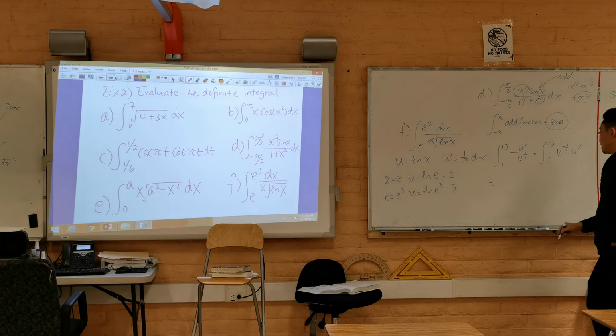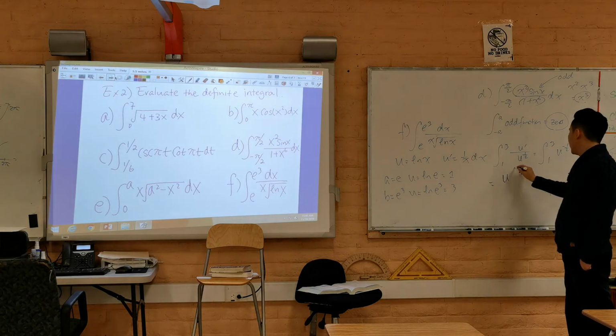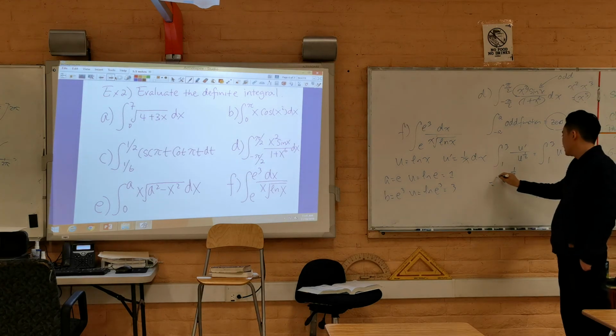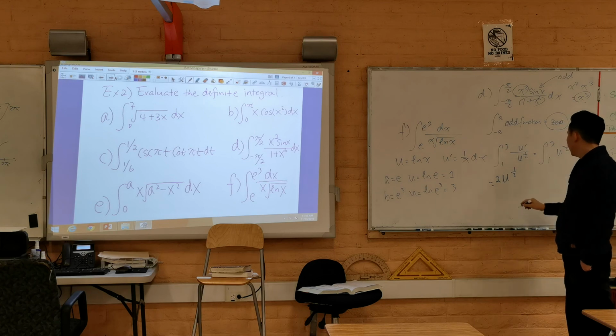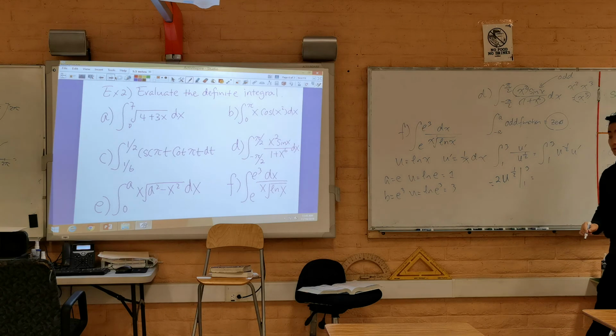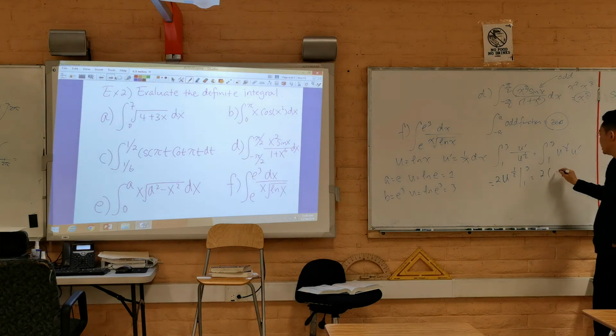So integrate it. So we got u to the power of 1 half divided by 1 half. So that means multiply by 2. And then it goes all the way from 1 to 3. And then using FTC part 1, we do have 2 times 3 to the power 1 half minus 1 to the power 1 half.